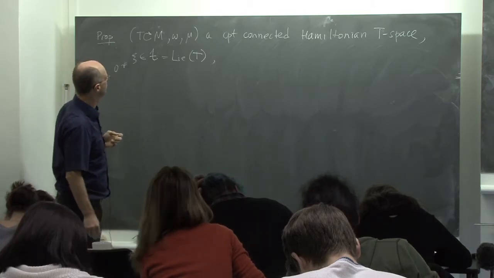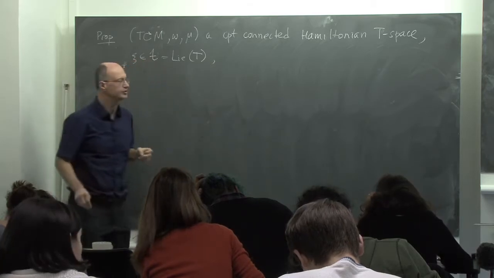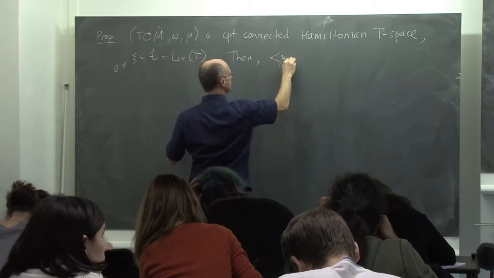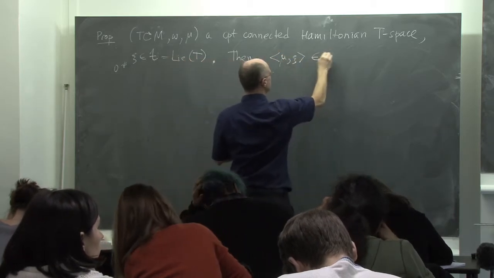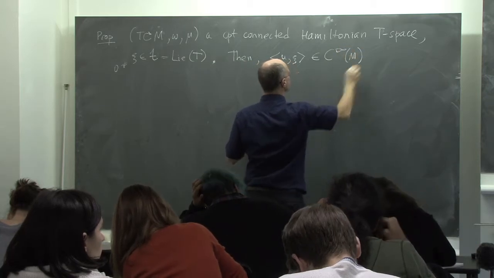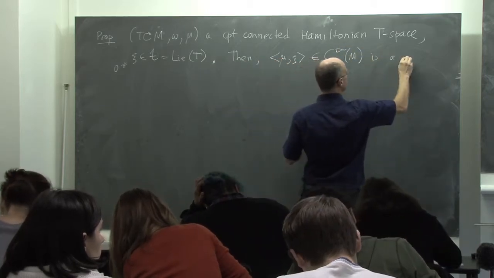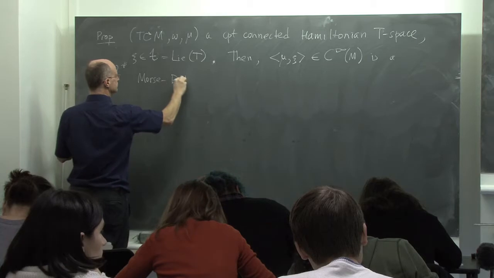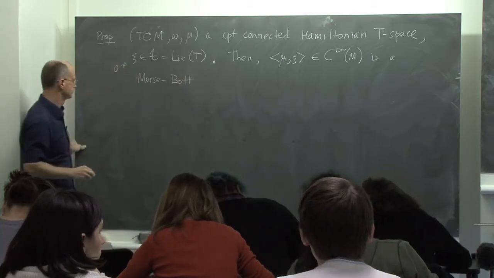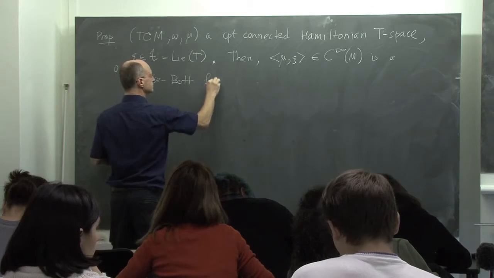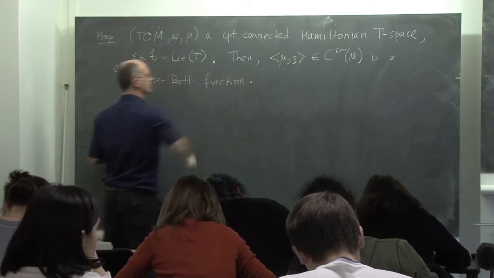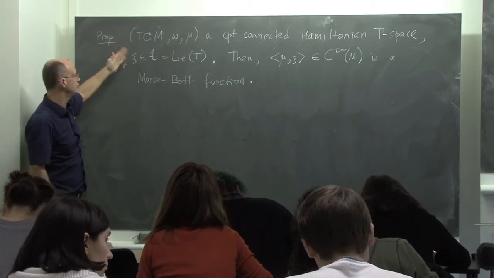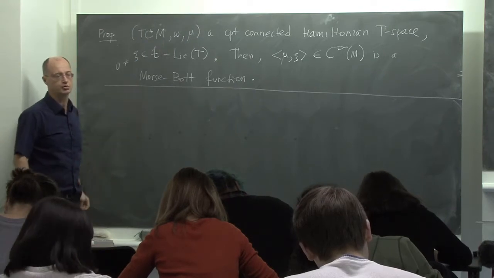I would like to add one more assumption, but then mu psi, in C infinity of M, is a Morse-Bott function. So the components of the moment map, the projections of the moment map, are actually Morse-Bott functions.